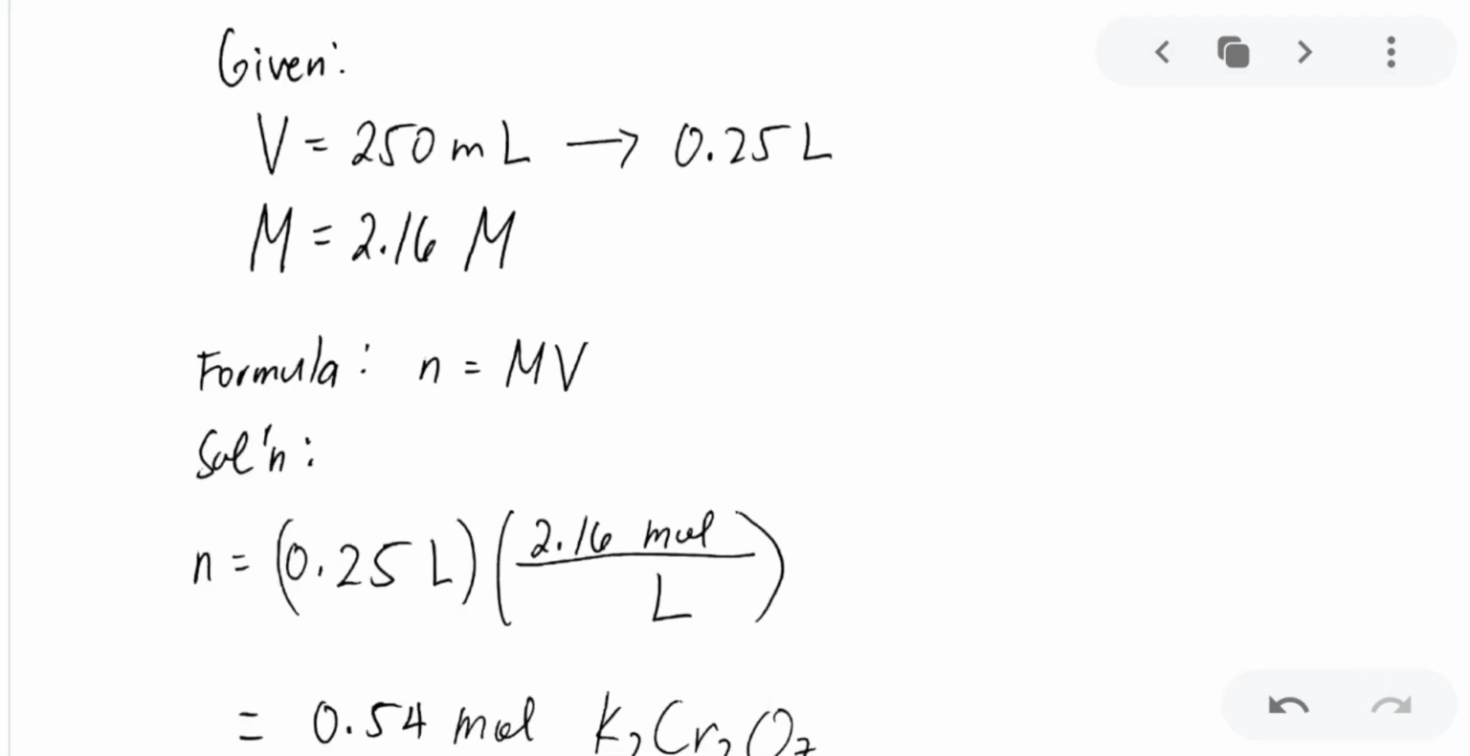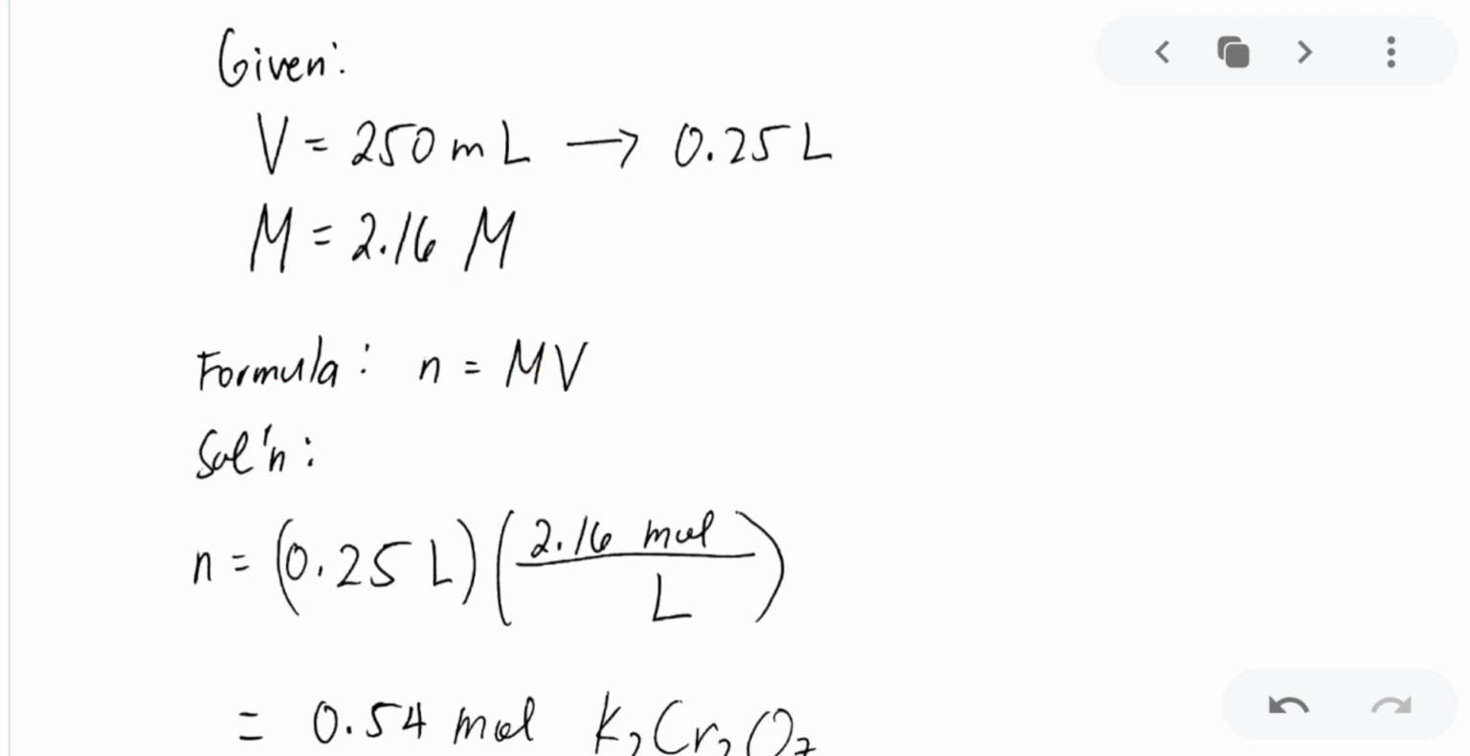Express that in liters, since molarity has the unit moles per liter. You cannot perform the operation if it is in milliliters, so you have to express that into liters. Move 3 decimal places: 1, 2, 3, and you will have 0.25 liters. And then the molar concentration is 2.16 molarity.